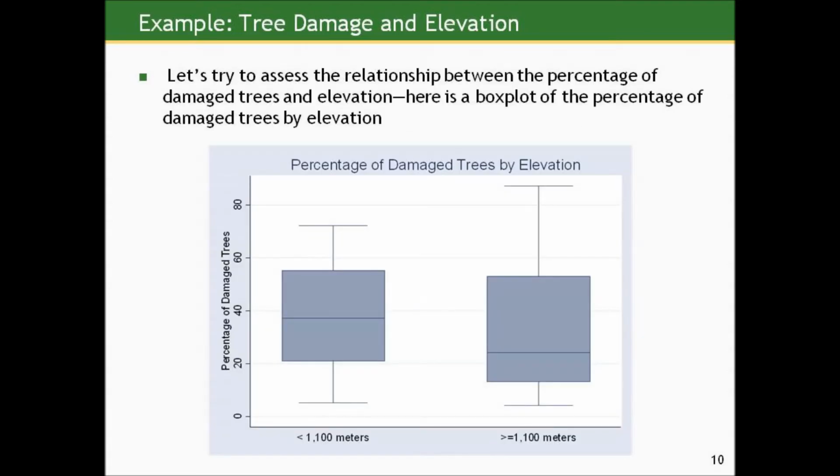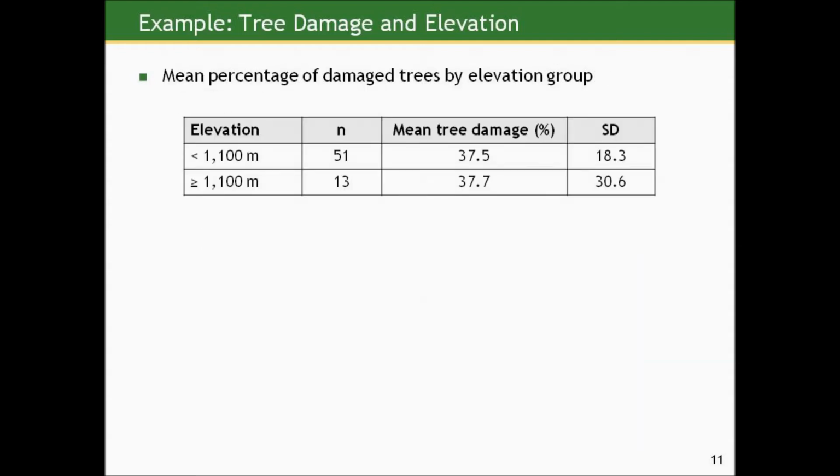And here's a box plot. And what do you see here? Well, if you compare the medians, it actually does look like there's something going on, that those at higher elevation tend to have lower median damage than those at lower elevation. But then when you compare the boxes, the middle 50%, there's much more similarity there. Now, there's a little more variability in the damaged trees in the higher sites, but the middle 50% is somewhat similar.